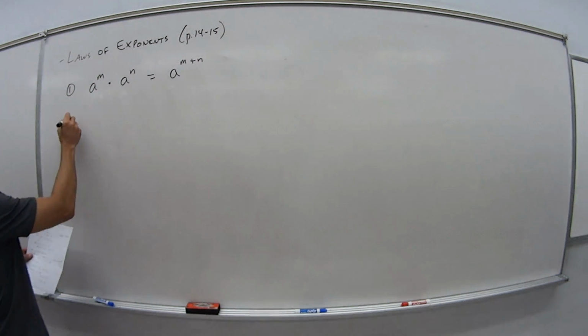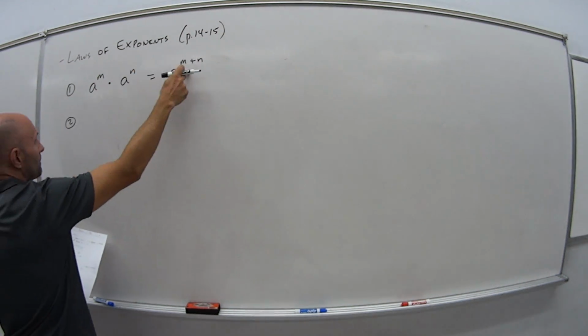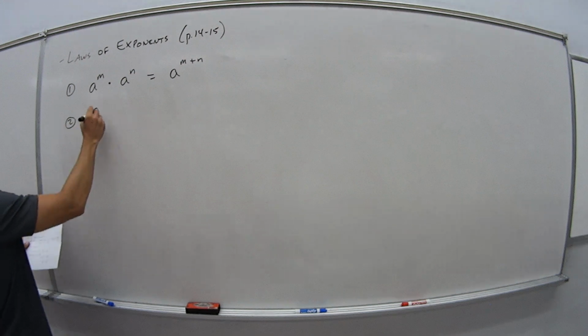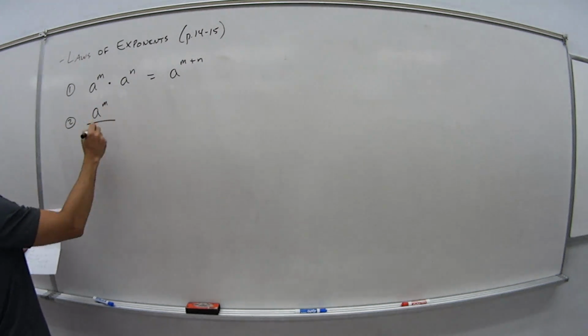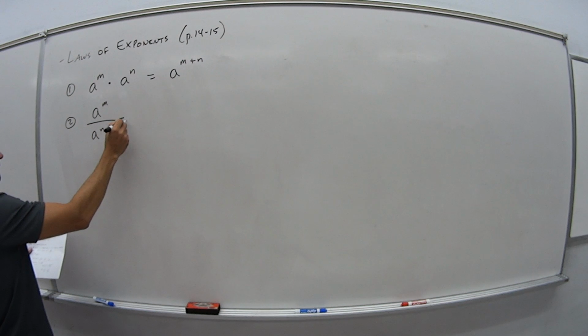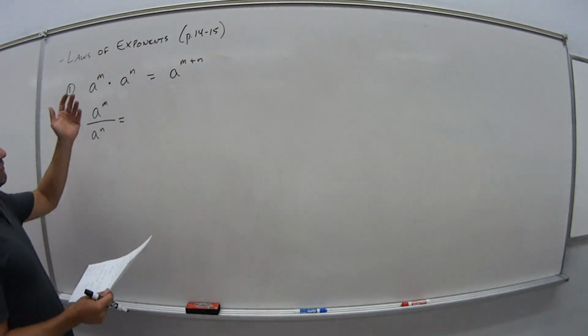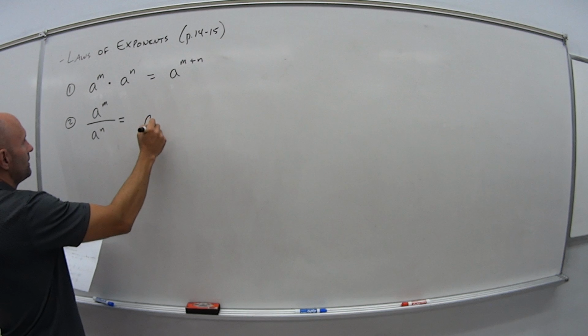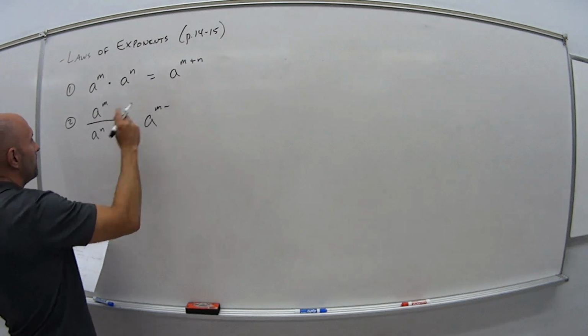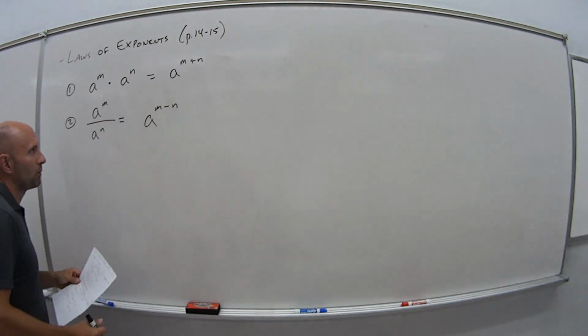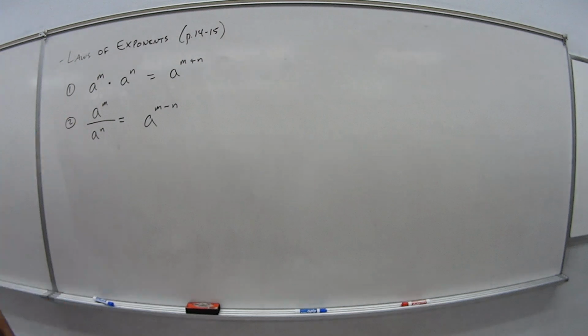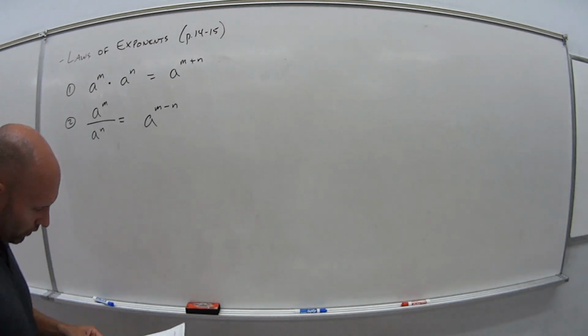The second one. So that was multiplication, we ended up adding. If I have division, so a to the m over a to the n, well, this is division, so this is going to be subtraction. A to the m, the top exponent, minus the bottom exponent. But again, the bases have to be the same in order to use this law.